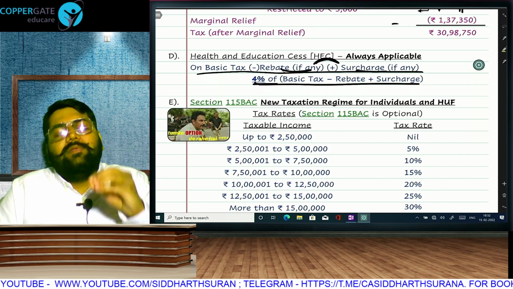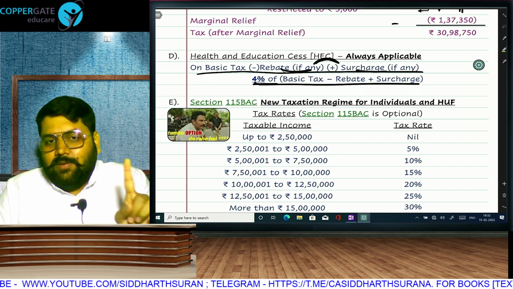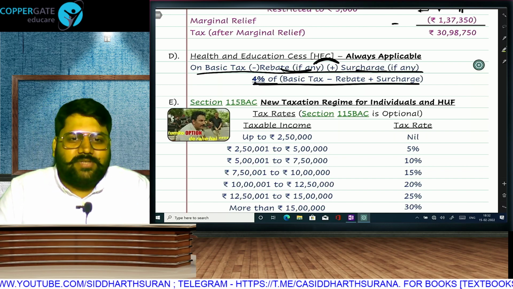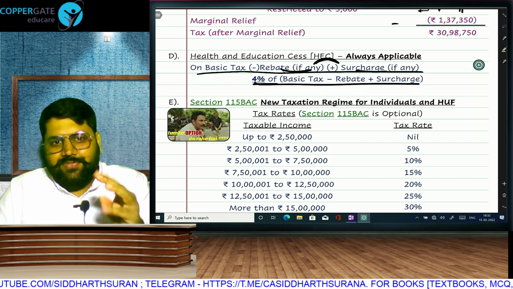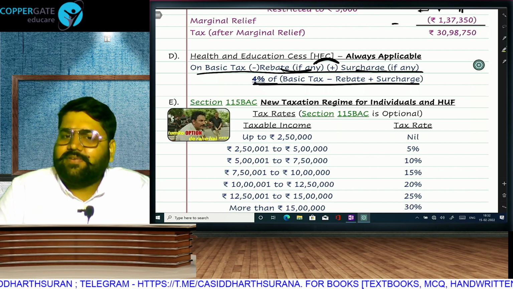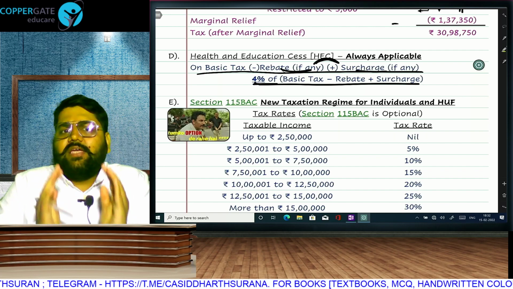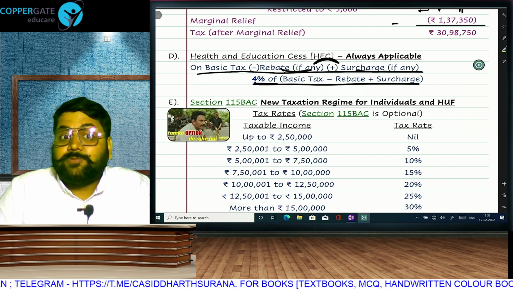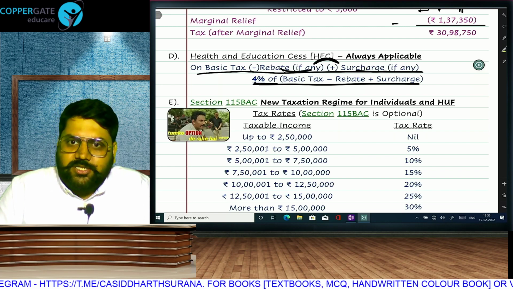In fact, the best part about cess is, one, it comes always, two, it always comes at a fixed rate of 4%, and three, it will come on the total of basic plus surcharge, rebate if applicable, whatever is applicable. This is how tax is calculated as per the old regime, the traditional regime.